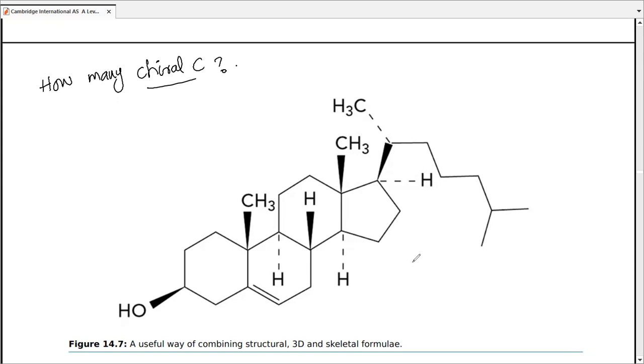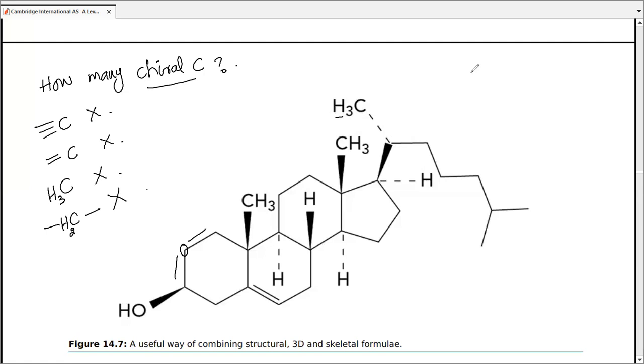Now, what I tell my students is don't try counting every chiral carbon, because this is going to take too long. What you're supposed to do is eliminate the ones that are not chiral. Any carbon that is triply bonded is not a chiral carbon. Any carbon that is doubly bonded is not a chiral carbon. Any carbon that has H3, like this one does, is not a chiral carbon. Any carbon which is CH2 and has bonds on both sides, for example, this one has a single line bond over here and a single line bond over here, is not a chiral carbon.